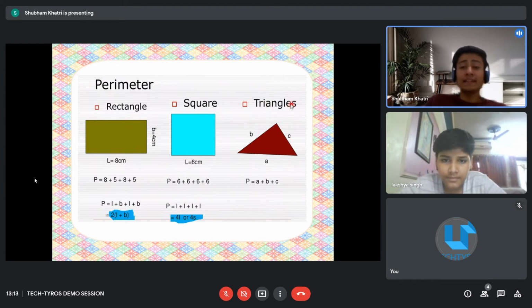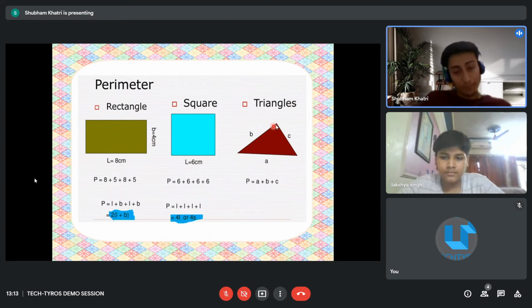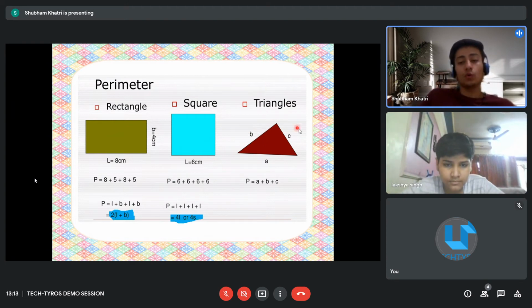A triangle is a three-sided figure. The sides can be uneven, or similar, or it can have two sides similar and one side different. So a triangle is a figure having three sides. The perimeter of a triangle is what we calculated previously: the sum of all the sides, that is a plus b plus c. So it is similar to the uneven figures.